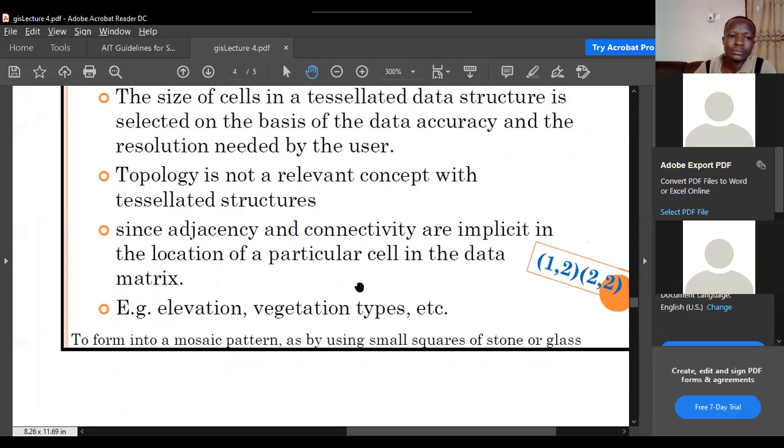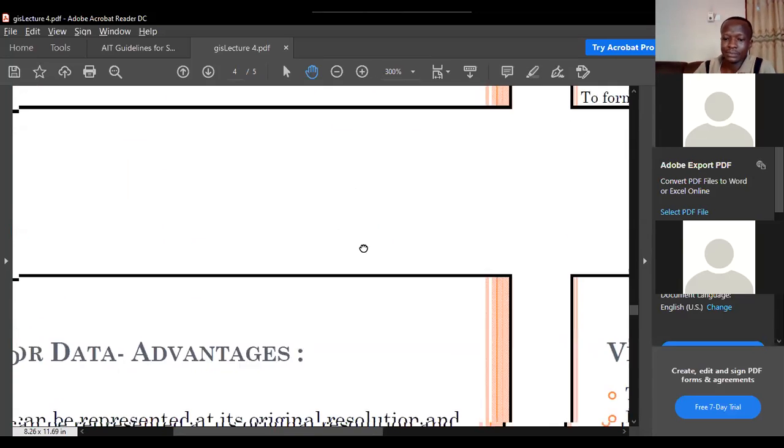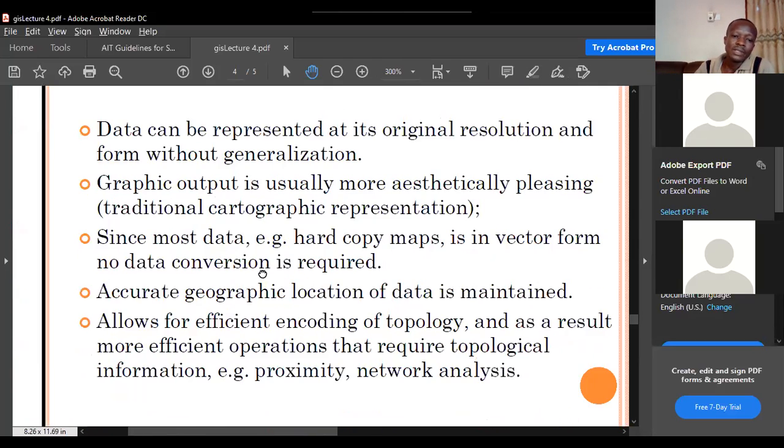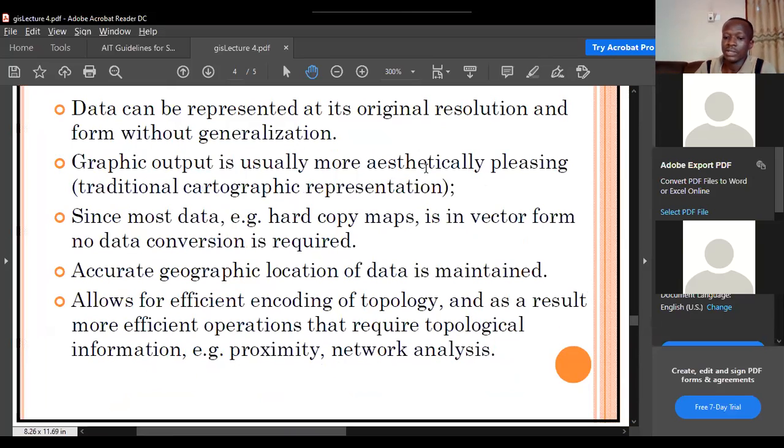All right, topology is not a relevant concept. I think I already talked about that. So the advantages and disadvantages are like, one is for the other. Graphic output is usually aesthetically pleasing, that's beauty. Aesthetics has got to do with beauty. Is that okay? So then you see that the raster has a problem with that. You can almost turn it around. Most data that exists since Kwame Nkrumah are actually in vector. Put that in your mind. So it means that you have to do a raster to vector conversion, which software can do.